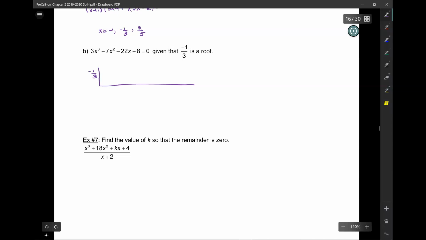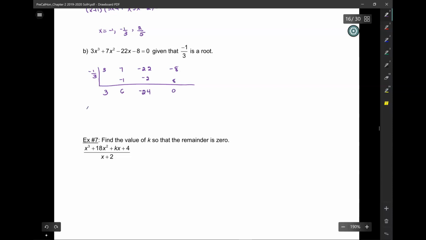Yes? In number 4 when we got a fraction, it was like 3x plus 1 divided by 3. No, this has already been done for you. Could you do long division with 3x plus 1? You could. I wouldn't because it's a lot more work. Okay, so 3, and then we have negative 1, 6, negative 2, negative 24, 8, 0.